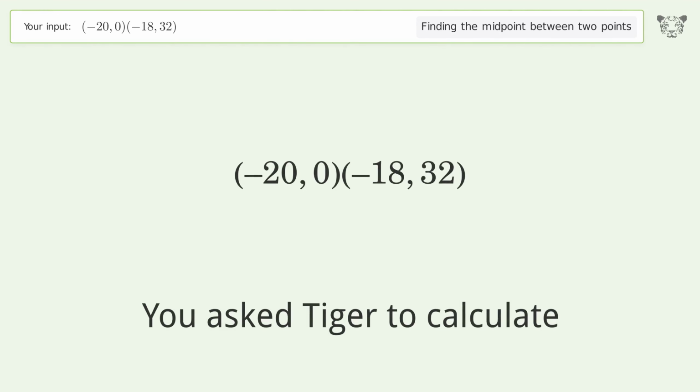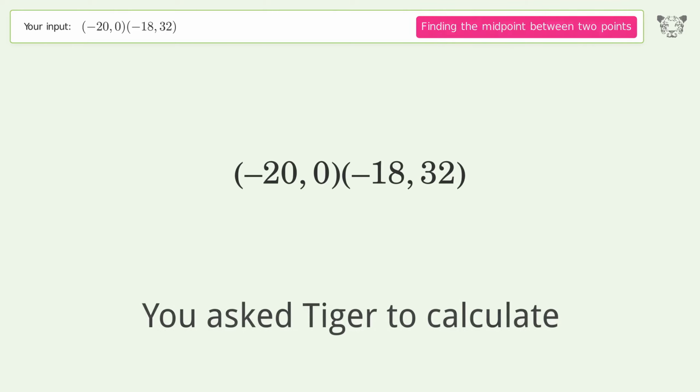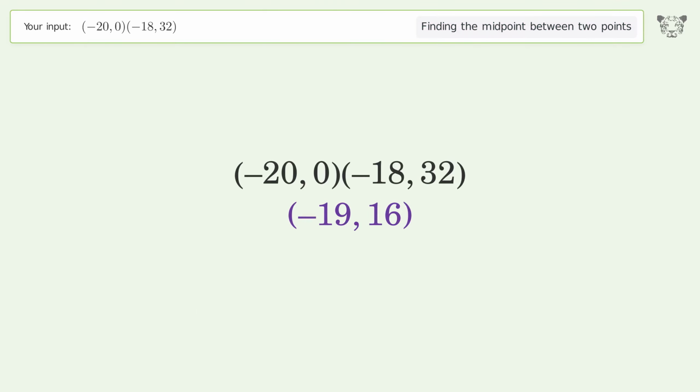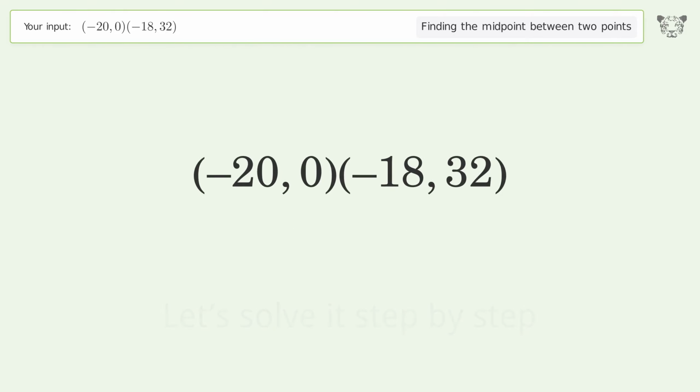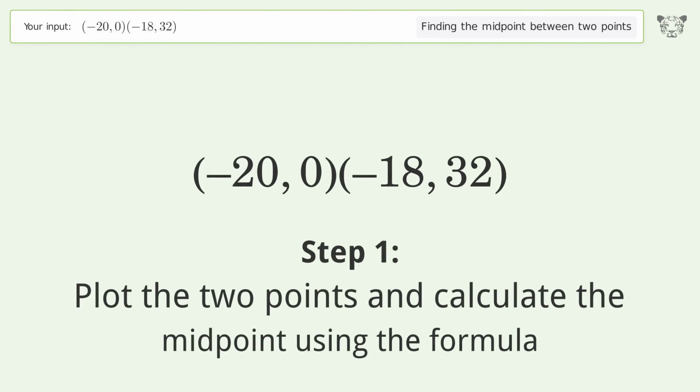You ask Tiger to calculate. This deals with finding the midpoint between 2 points. The midpoint between the 2 points is negative 19, 16. Let's solve it step by step. Plot the 2 points and calculate the midpoint using the formula.